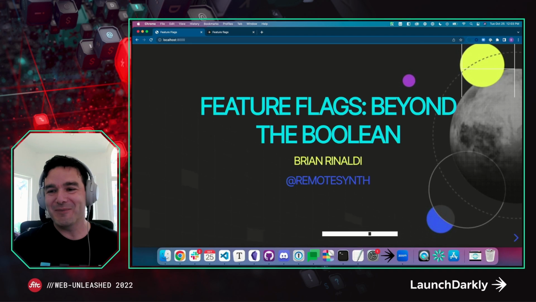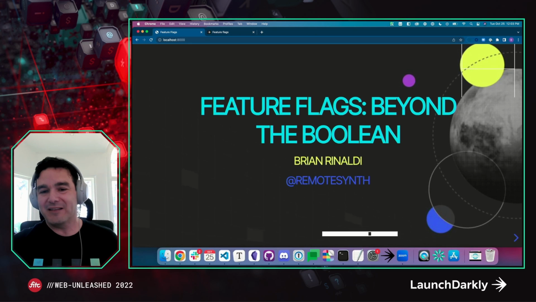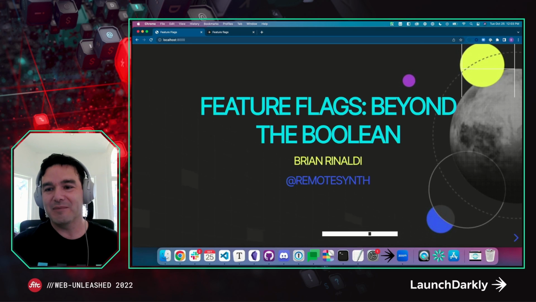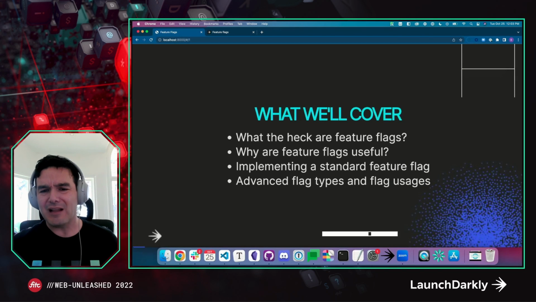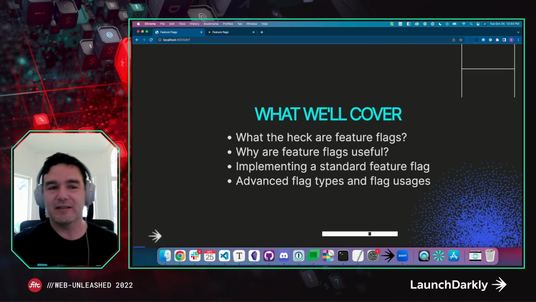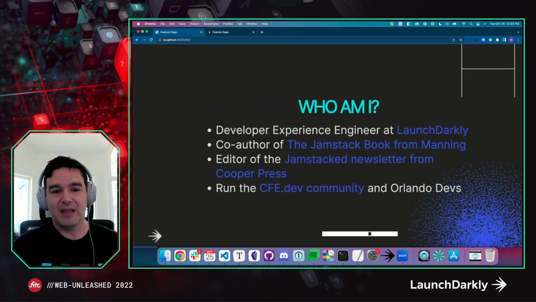All right, so I'm here to talk to you about feature flags beyond the Boolean. Basically, I want to get beyond simplistic feature flagging. A lot of you may have heard of feature flags but haven't actually used them, or maybe you're just starting to get familiar with them and haven't thought beyond the basics. So we're going to talk about what feature flags are and why they are really useful. We're going to talk about implementing a standard feature flag, as well as advanced flag types and flag usages.